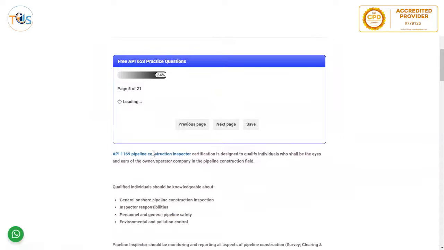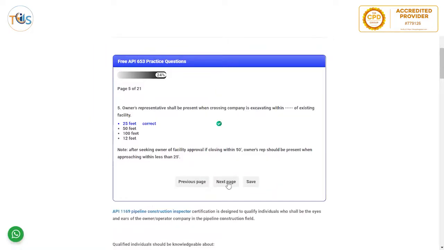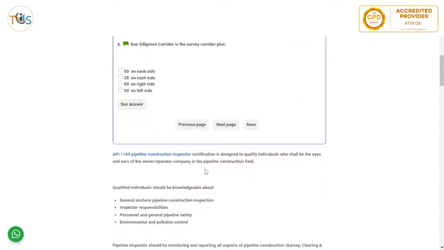Unfortunately, you have to remember these. They're treated as practical questions. Due diligence corridor is the survey corridor plus 50 feet on each side.